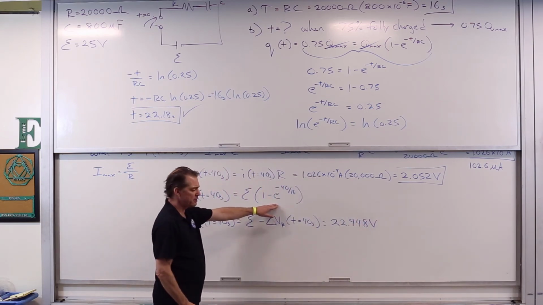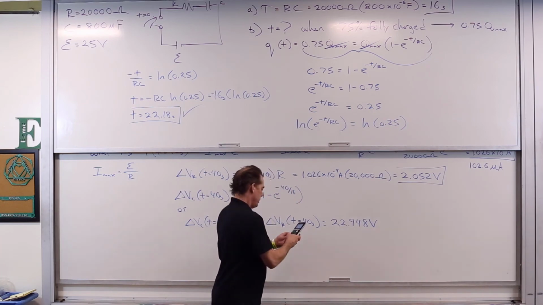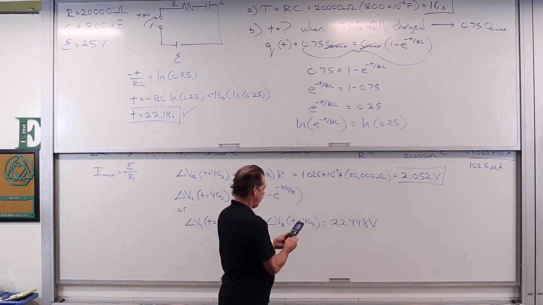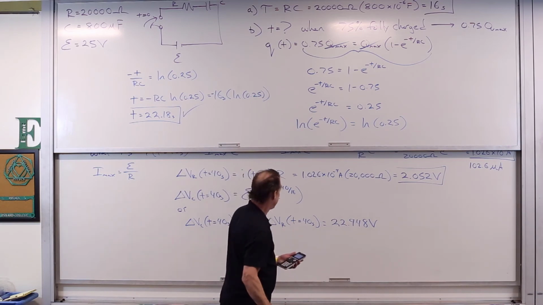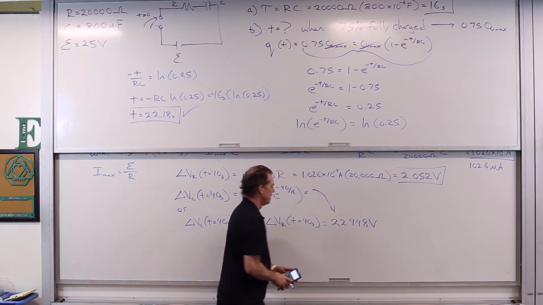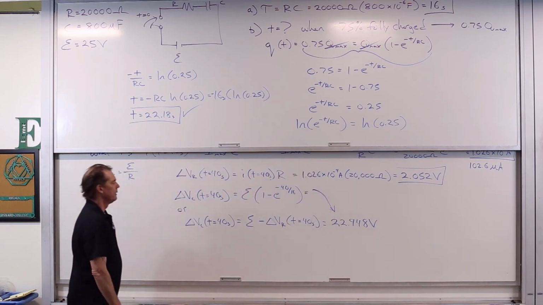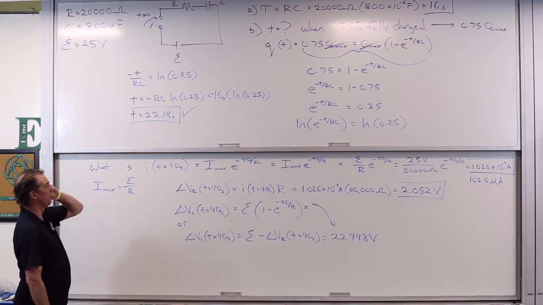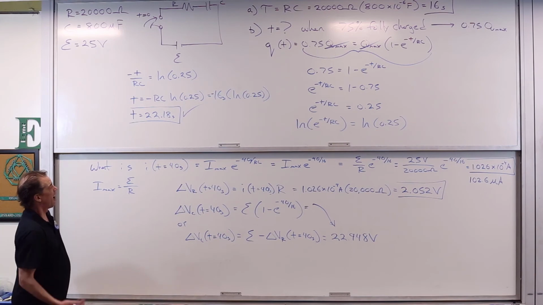Do you want to evaluate this? Yeah, we could do that. Why not? So we got 25 times quantity of 1 minus exponential of negative 40 divided by 16. 22.9478. Hey, it's the same thing. Same, either way you go about it. So a couple different ways of solving stuff out, but these are kind of typical types of problems involving RC circuits.